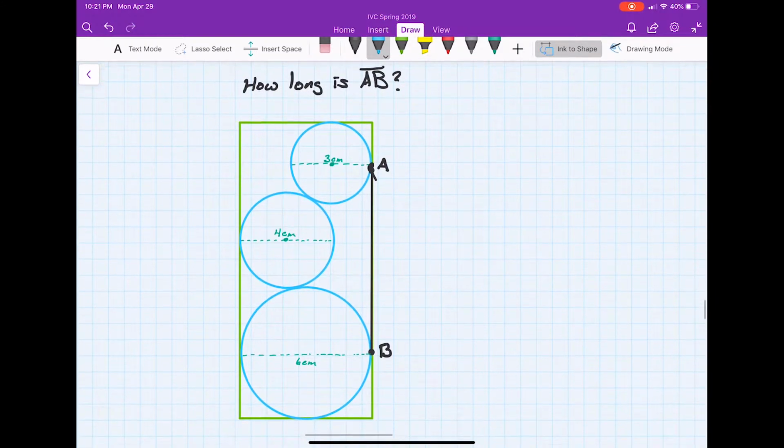So here's the problem. How long is line segment AB? And you're given the radius of these three circles inside this rectangle. I encourage you to pause the video, resketch the problem, and see if you can solve it for yourself.